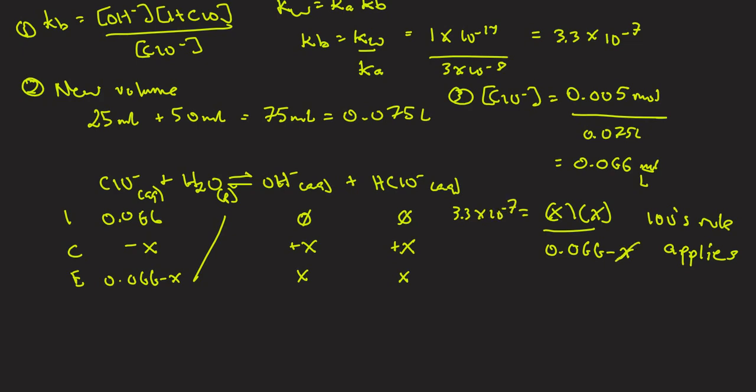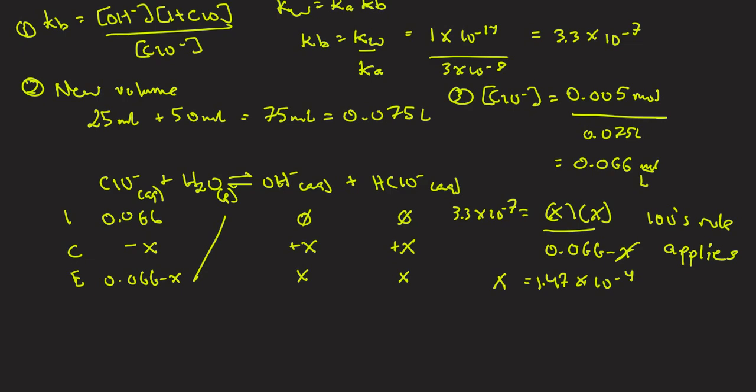Okay, we can get rid of x because the hundreds rule applies. Multiply this by 100, it's still less than the initial value here, right? Or if you don't want to do that, you can spend an extra few minutes and do the quadratic equation. I'm going to jump ahead a little bit of grade 9 math. Cross multiply, square root both sides, and we get x is equal to 1.47 times 10 to the negative 4.